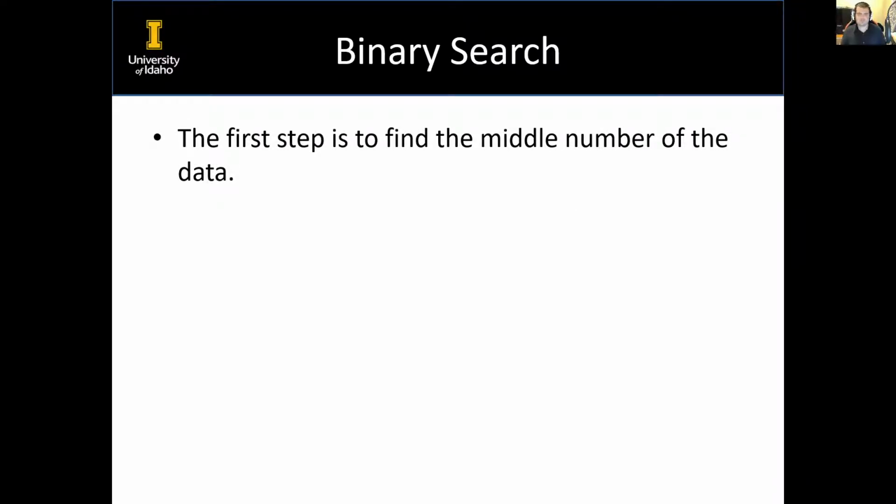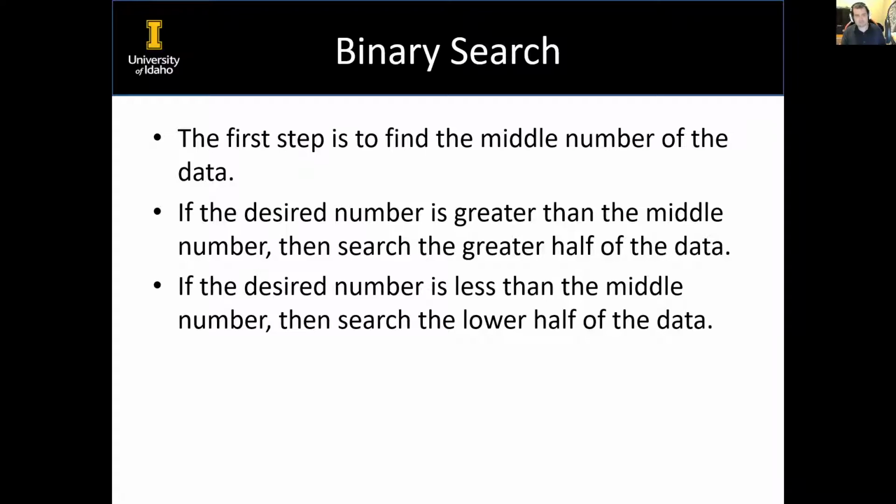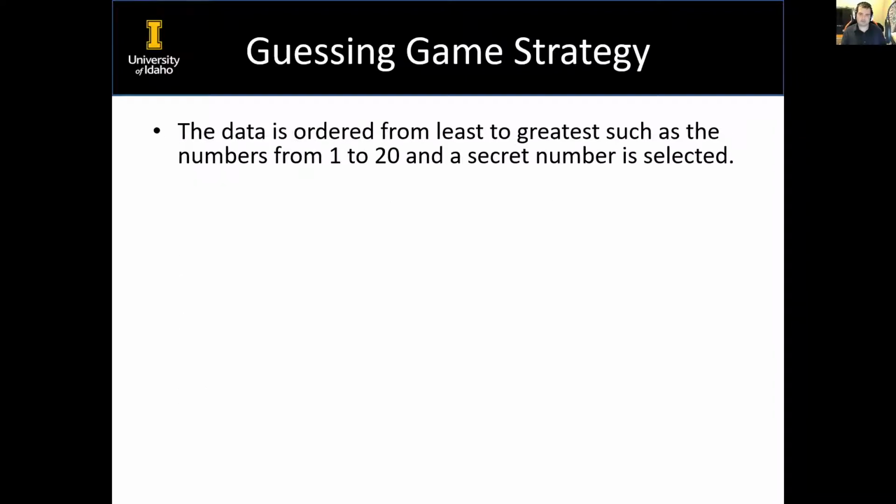The first step is to find the middle number of your data, then check if the desired number is in the greater half or the lower half. We typically use this with is it greater than. You could also use is it less than, but in this case, we're going to use is it greater than. If the desired number is less than the middle number, then we search the lower half of the data to get closer. If it's in the larger half, then we search the larger half. We repeat this until we get to the desired number.